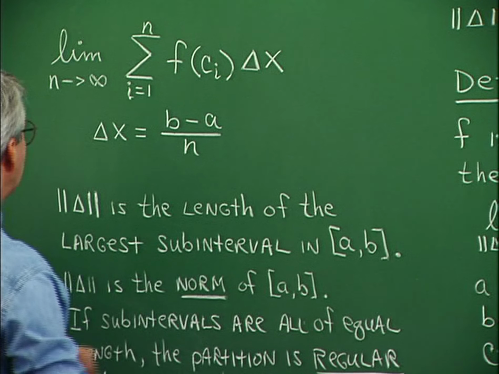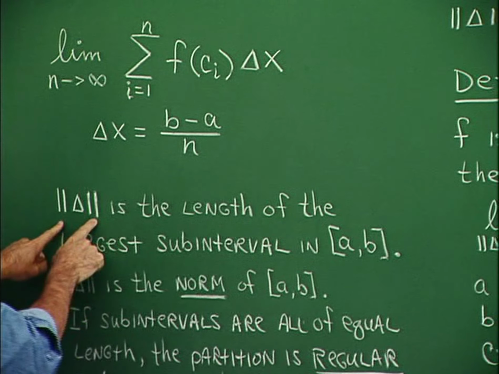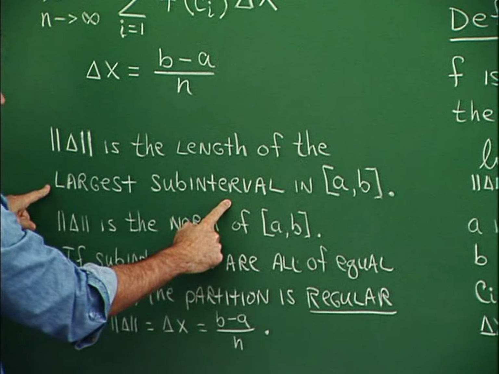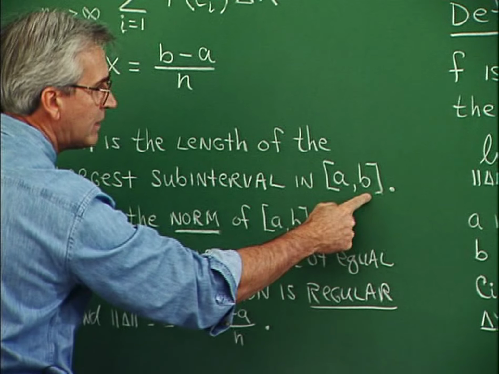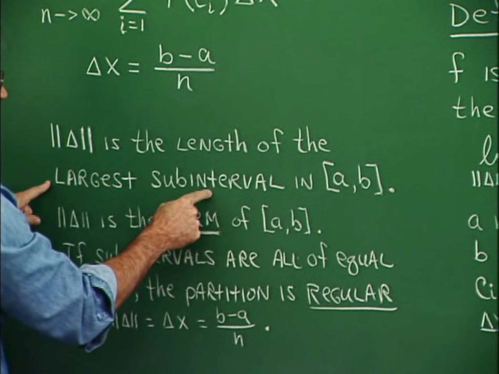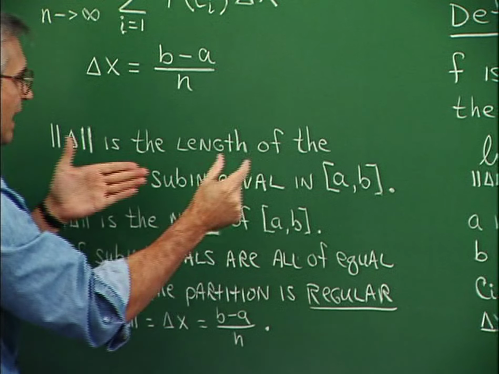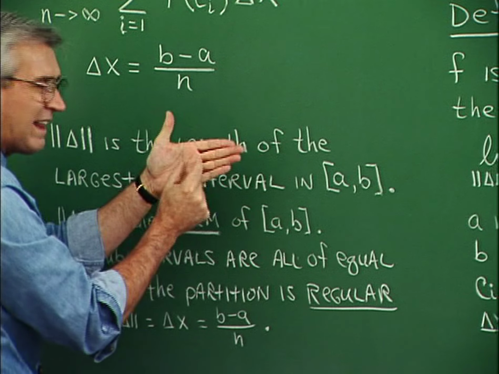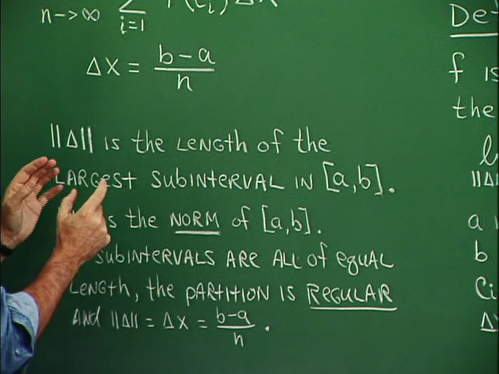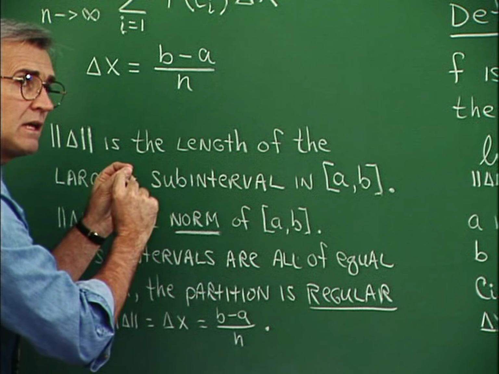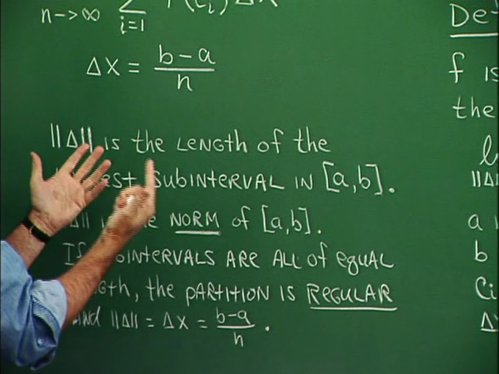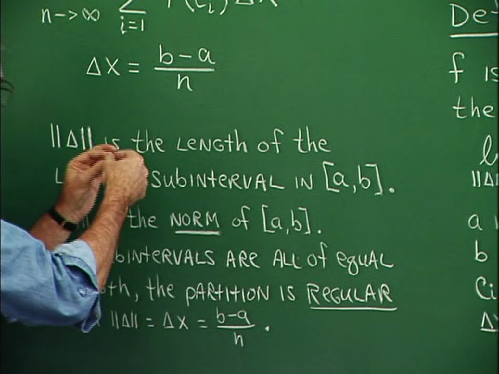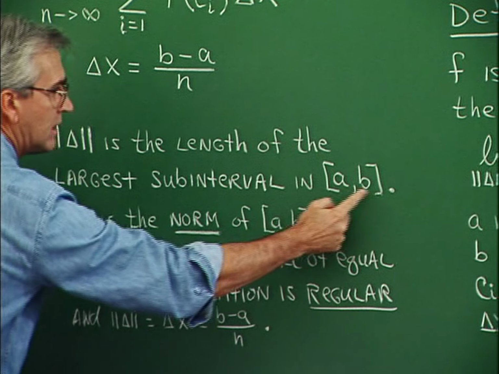Let's expand the idea by making a definition. Let's say that this is the notation for the length of the largest subinterval within the interval a to b. Now, by subinterval, I'm talking about the widths of rectangles. The length of the largest subinterval would correspond with the width of rectangles, and we're saying that those widths need not be identical with one another. And if they're not identical, let's just say that this is the symbol for the length of the largest one, or the widest rectangle within this interval.